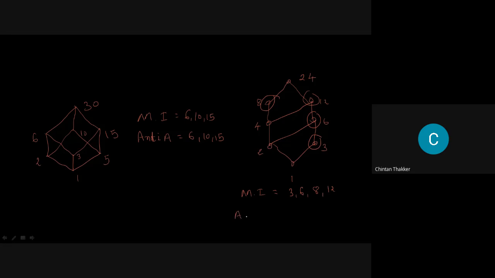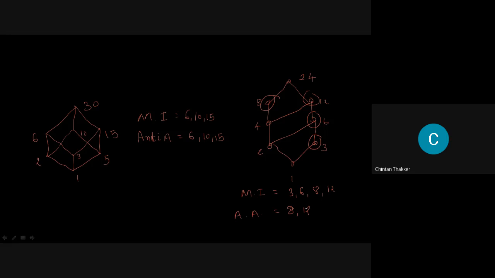And which are the anti-atoms from these four elements? So, which elements have a cover? Which elements have cover? 24. It is 8 and 12. So 8 and 12 are anti-atoms. So for join irreducible, we check in a Hasse diagram only one line coming from the downside. For meet irreducible element, we check that only one line coming from upside.